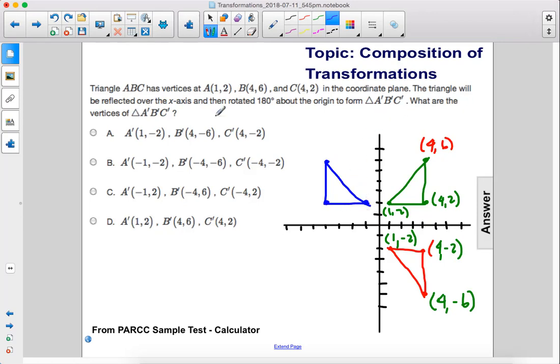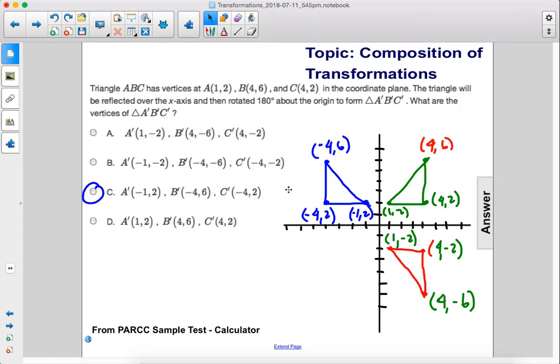What are the vertices? So this one was (-4, 6). This one is (-4, 2), and this one is (-1, 2). All right, so (-1, 2), (-4, 6), and (-4, 2). The answer to this is C.